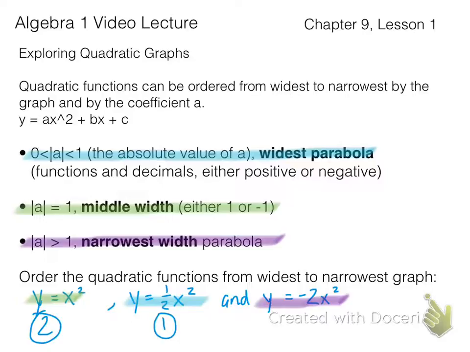And if we look at the next one, it has a 2, which is greater than 1, so it's going to be the narrowest. So going from widest to narrowest, it's going to be the one in the middle, the one on the left, and then the one on the right. There you go, from widest to narrowest.